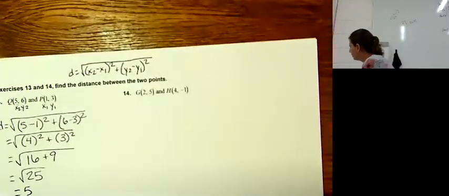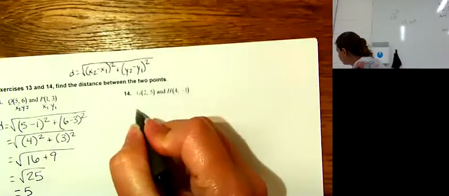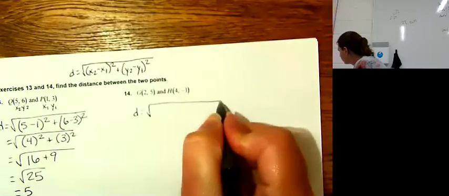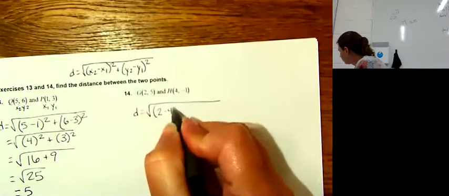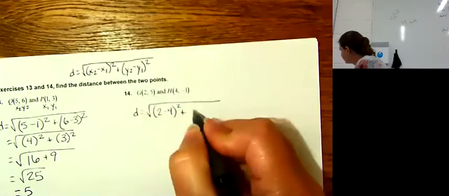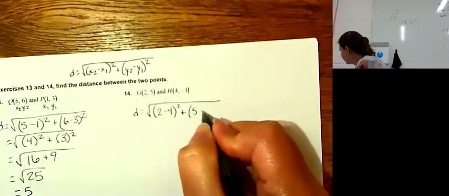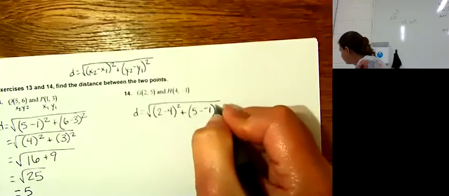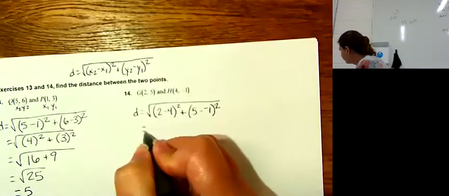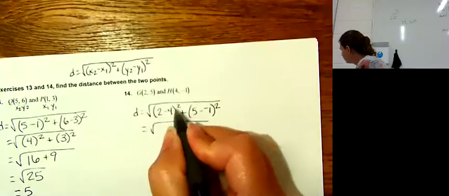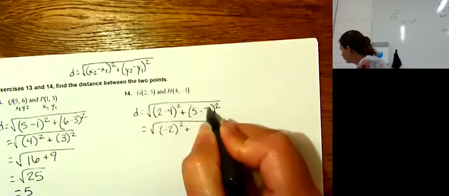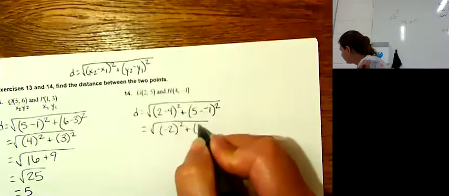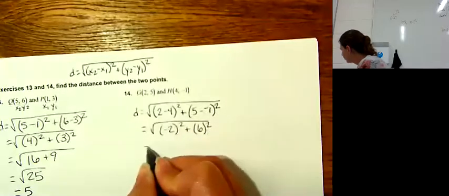So let's go through one of these. So here again, I'm going to take and find the square root of the difference of my x's. So 2 minus 4 squared plus the difference of my y, so 5 minus -1 squared. So 2 minus 4 would be -2 squared. 5 minus a -1, that's like adding, so I'm going to get 6 squared.